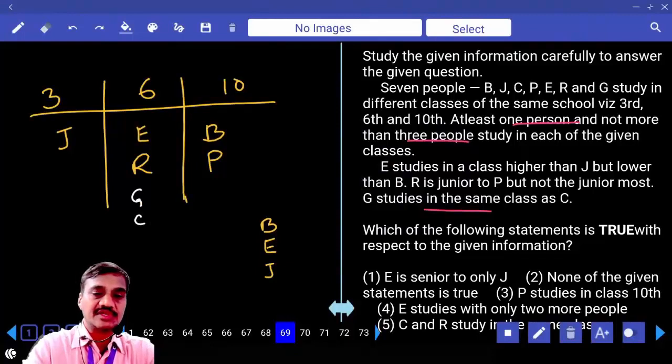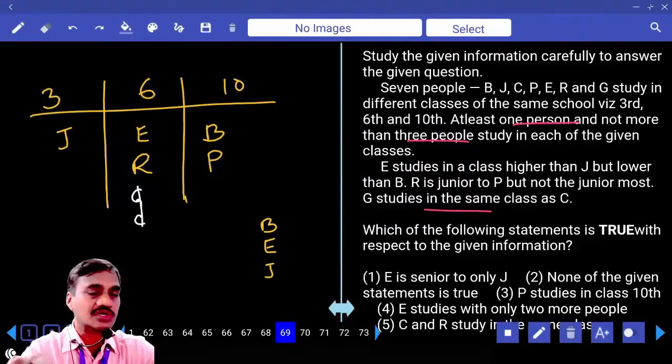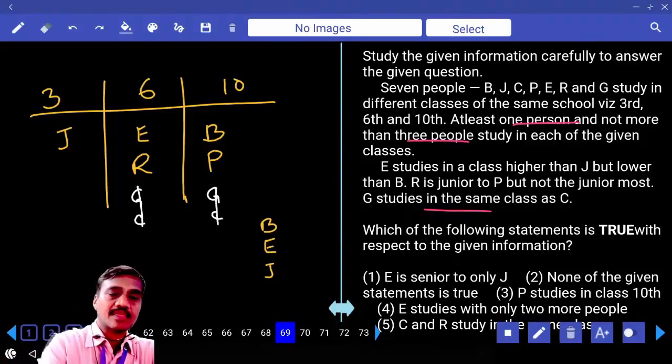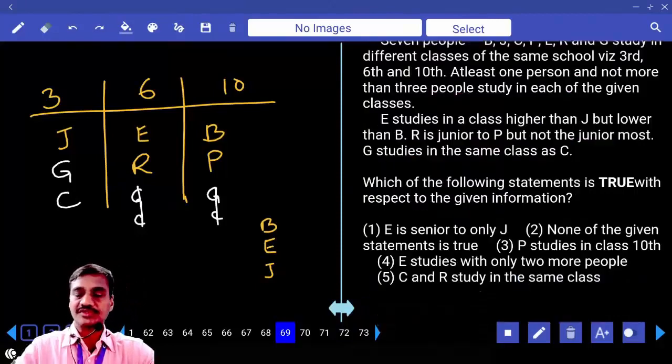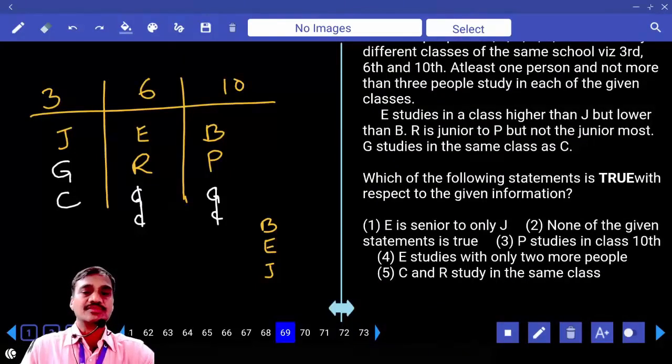Now if G and C were here, then there will be 4 persons in the 6th class, and again the 10th class also has 4 persons, which is not valid. Hence G and C must be in the 3rd standard. Now this is how these 7 persons are studying in these 3 different classes. And which of the following statements is true with respect to the given information?